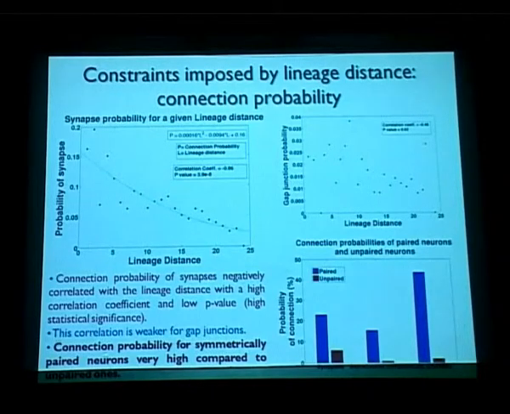When we look at symmetric paired neurons versus ones which are unpaired, we come up with some striking results. We find that for the synapses forming between symmetrically paired neurons, the probability of connection is much higher as compared to the ones which are unpaired. And this holds true for bidirectional synapses and for gap junctions also, which really shows a high probability of connection.